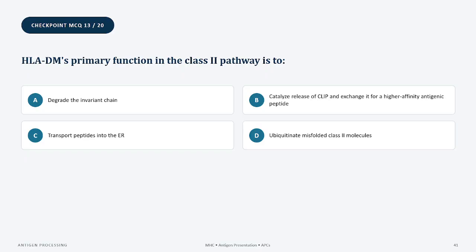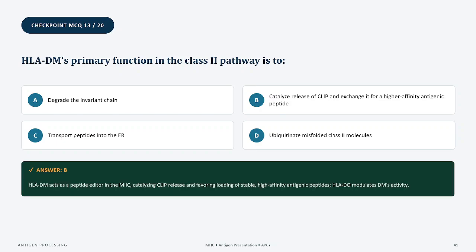Okay. The HLA-DM's primary function in the class 2 pathway is? So basically what is the primary function of the HLA-DM in the class 2 pathway? That's right. So the HLA-DM acts as a peptide editor in the MIIC, catalyzing the clip release and favoring loading of stable, high affinity antigenic peptides. The HLA-DO modulates the DM's activity.